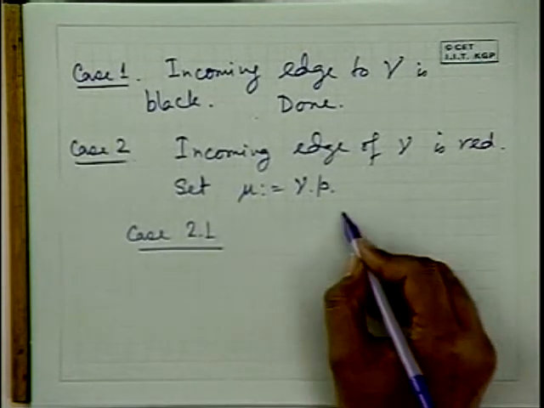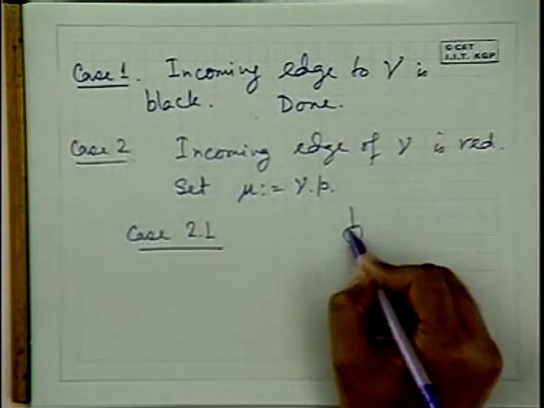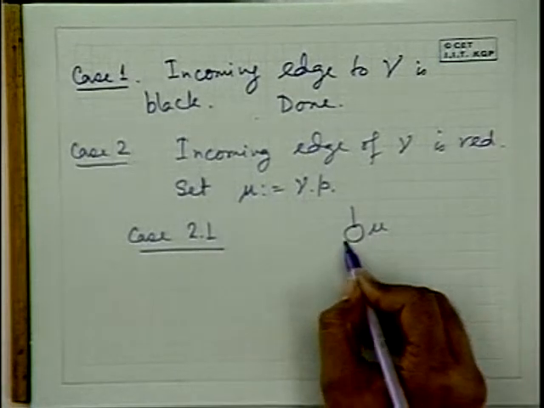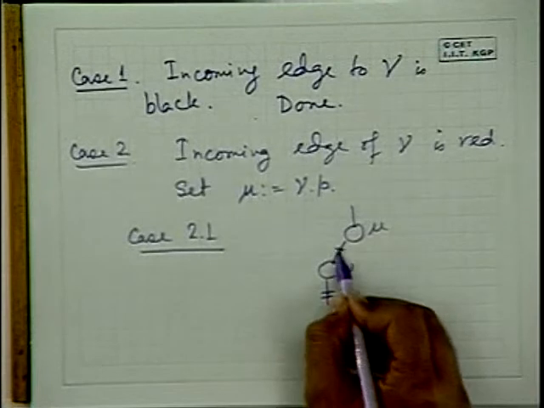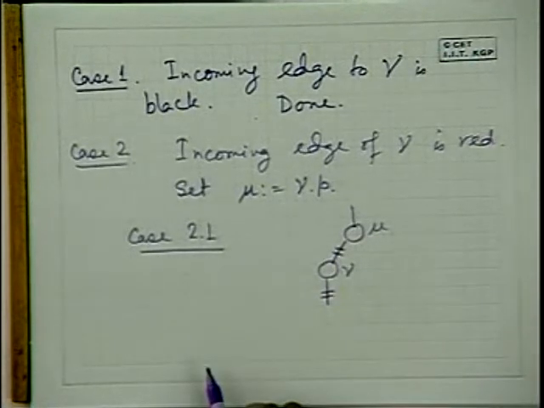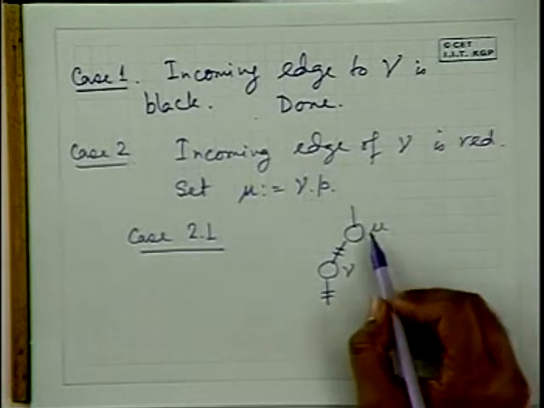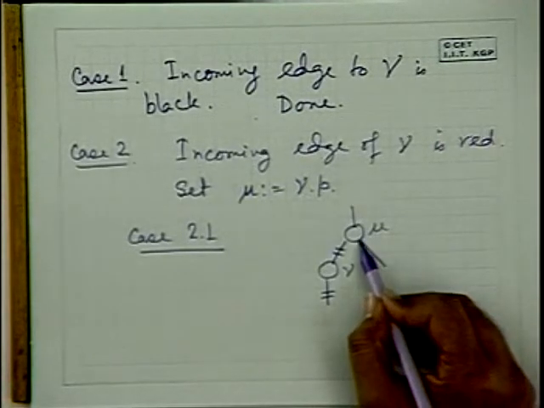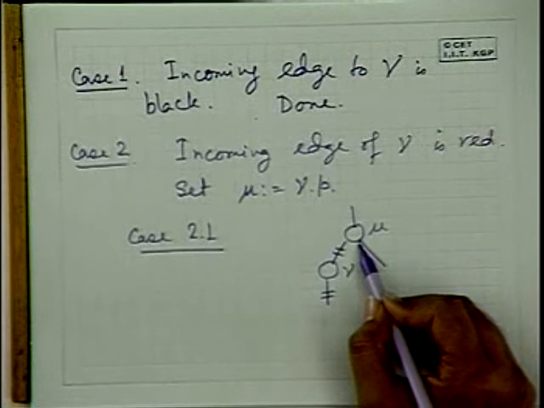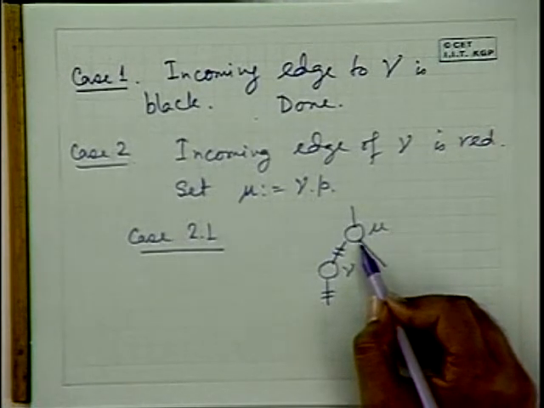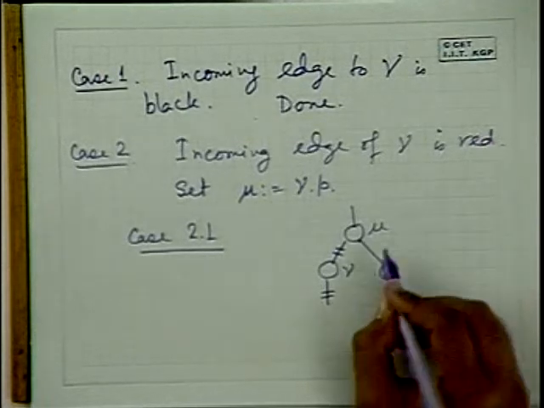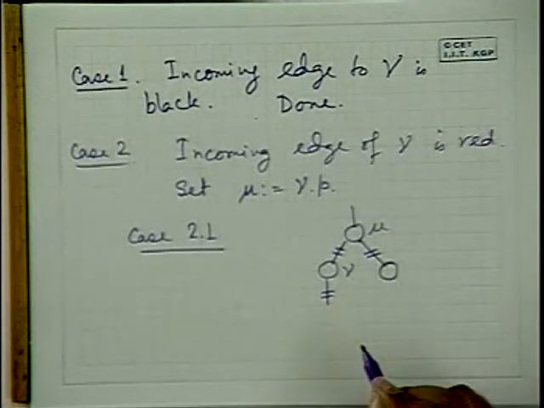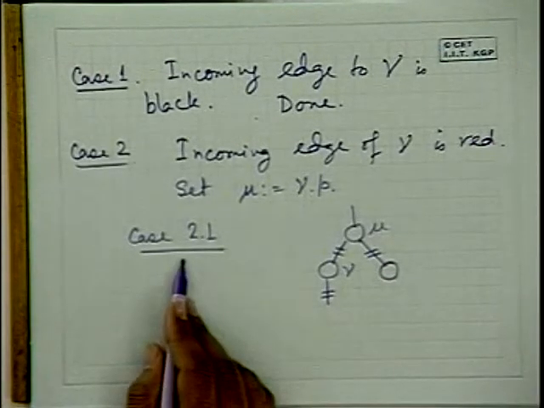So this is the picture, several cases. Suppose this is my mu, this is the nu, and this one was red, this one was red. This is the situation. In case 2.1, this must have at least one right child. It cannot be without a right child. You find out why. If it has a right child, and suppose this is red, that is case 2.1.